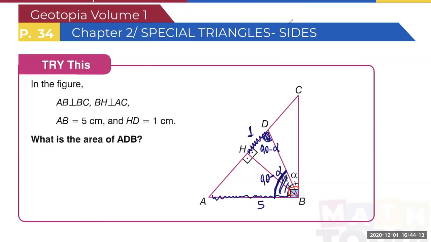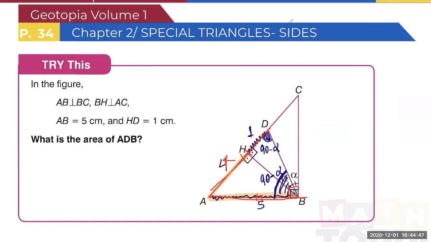Good. Once we see that both angles ADB and DBA are equal, congruent, can we say that these two lengths are also the same? This would be an isosceles triangle, which means this length is equal to this length, so AH, 1 plus 4, is 5. So AH is 4. Wow, this is very good.